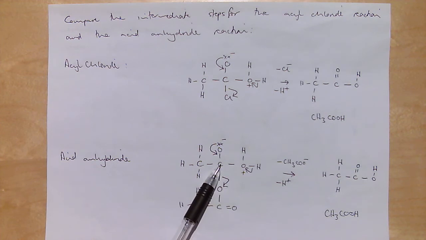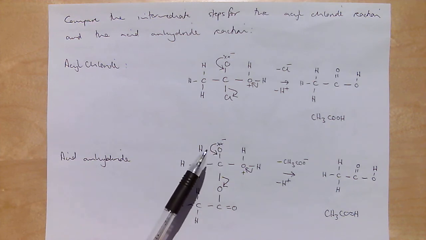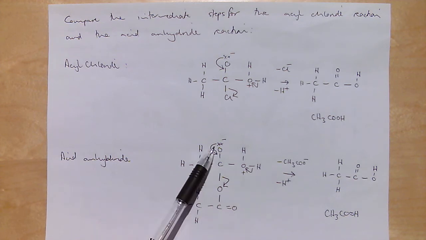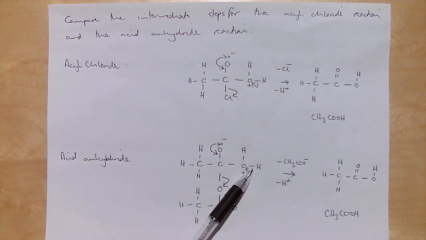In the acid anhydride intermediate, same thing happens. Water joins onto the C double bond O group. It splits the double bond, causing the CO to become CO minus. What are my 3 arrows? 1, 2, 3. These two are linked, 1, 2, and then 3 is kind of separate in my mind.